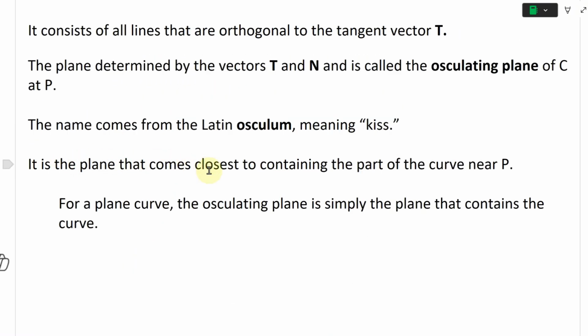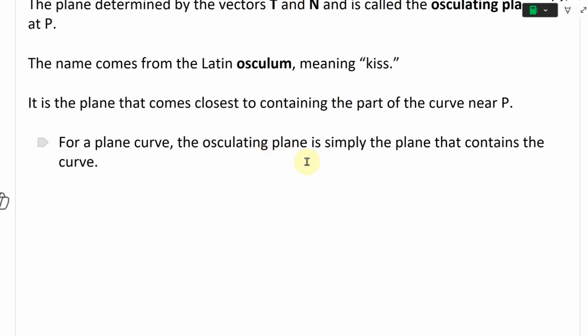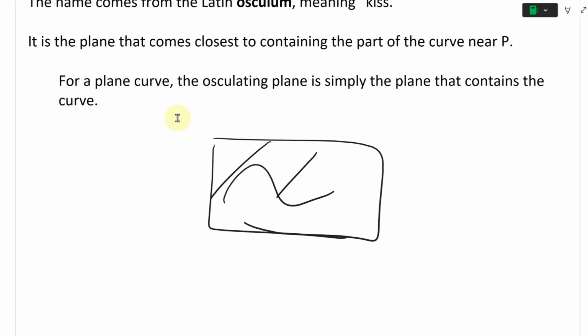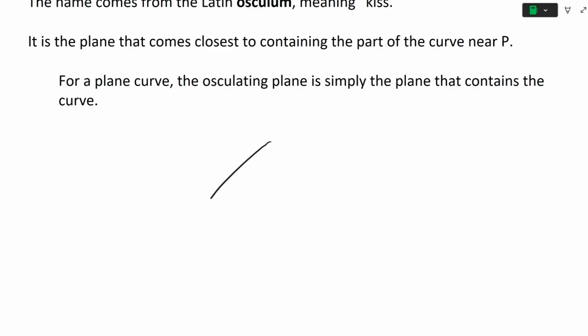The osculating plane is the plane that comes closest to containing the part of the curve near P. For a plane curve, the osculating plane is simply the plane that contains the curve. In other words, for a plane curve, which is a 2D one, it's basically the entire plane that contains it. So the entire thing is the osculating plane. Quite fascinating.